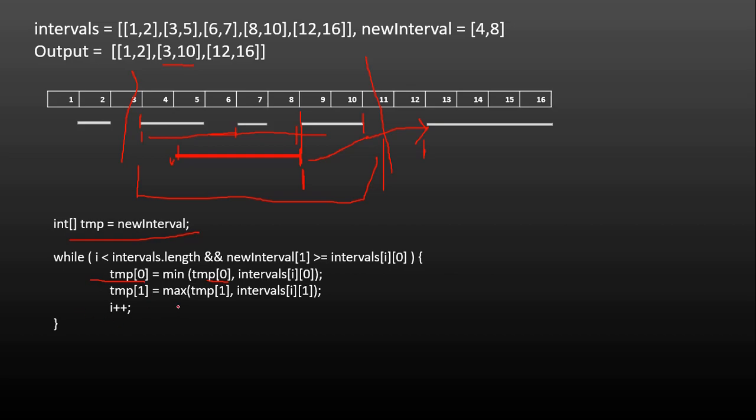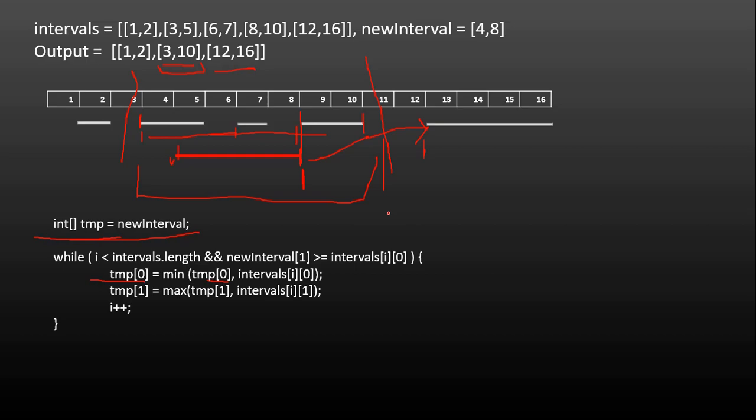Once that loop ends, the final temp array that I have will have the merged start and end range, right? So I can directly add this final temp into my result array, which is the result output. After that, if I is still less than intervals dot length, I know the later ranges will always be non-overlapping, so we can directly add them into my output array, until I is less than length. Okay, so even though this is listed as a hard problem in LeetCode, I think it's one of the easier problems.